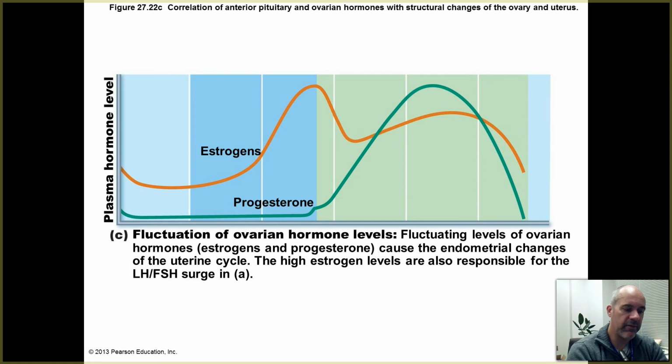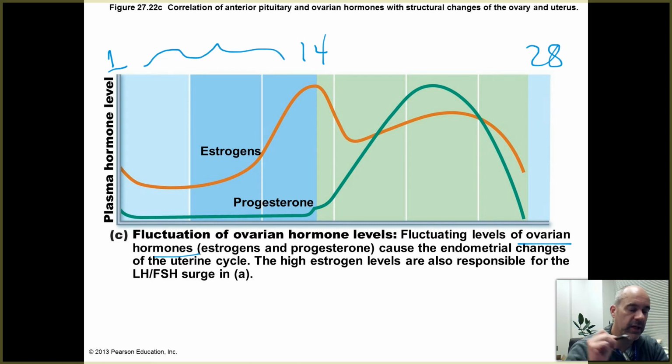All right, this graph is a reminder of the changes in the levels of estrogens and progesterone, these ovarian hormones. Let's see, this will be day 1, day 14, day 28. So in blue over here, this was the follicular phase of the ovarian cycle, and this is your luteal phase. So this is where ovulation takes place.